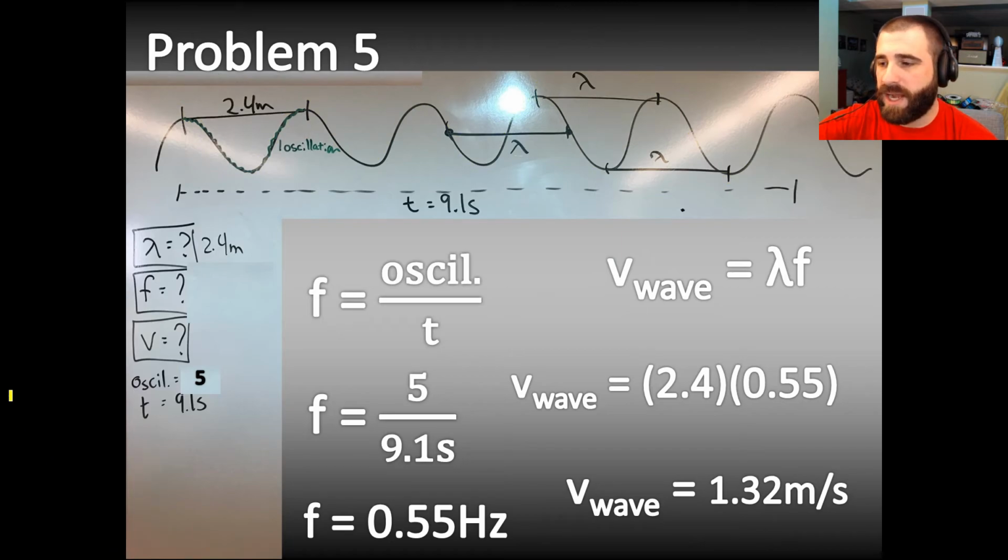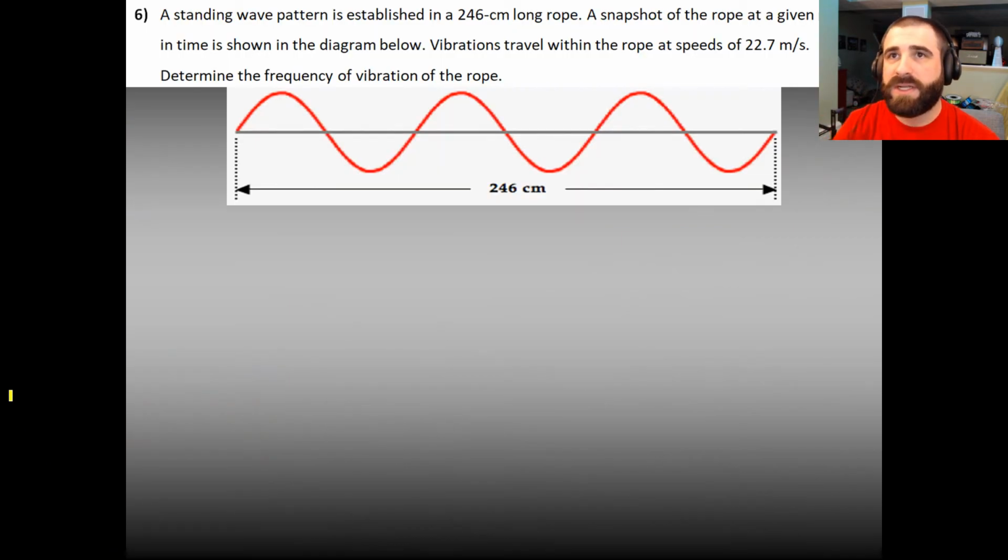Bam! Number 6. All right, a standing wave pattern is established in a 246 centimeter long rope. It's a very specifically long rope, I guess. A snapshot of the rope at a given moment in time is shown in the diagram below. So we paused it. And vibrations travel within this rope at speeds of 22.7 meters per second. All right, well, that's definitely a frequency. Let's go back to the pen tool.